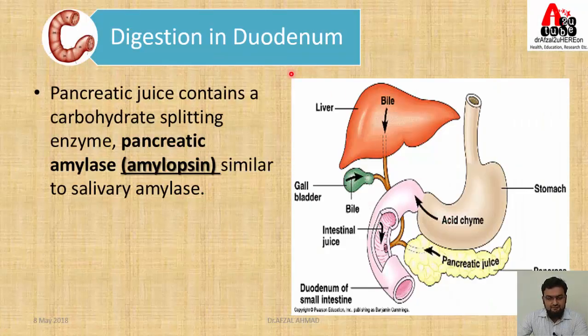So what happens when the food passes from the stomach to the duodenum or small intestine? Look here, food reaches the stomach. After the action of HCl, the food will go into the small intestine, first into the duodenum. Here the pancreatic juices will be secreted because of the reflex activity, and the pancreatic amylase will act on these food molecules. Pancreatic amylase, which is also known as amylopsin and is similar to the salivary amylase, will act in the duodenum itself, so carbohydrate breakdown will start efficiently in the duodenum.